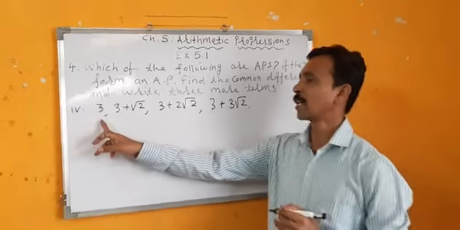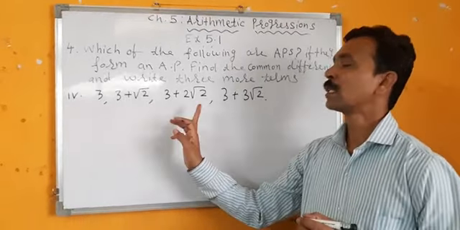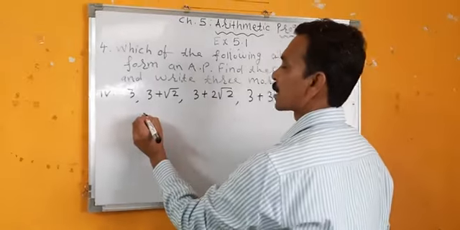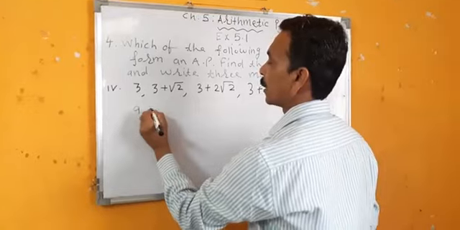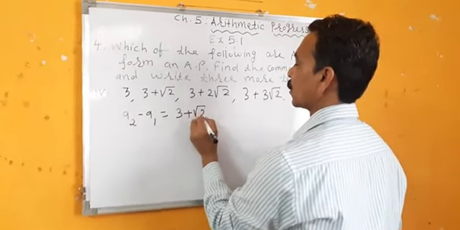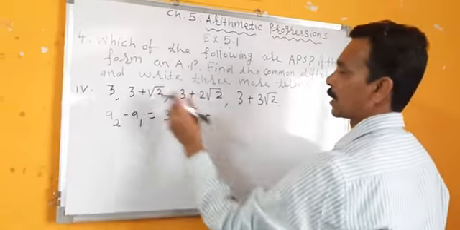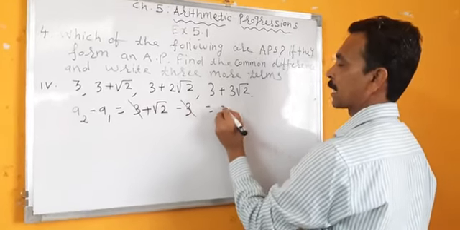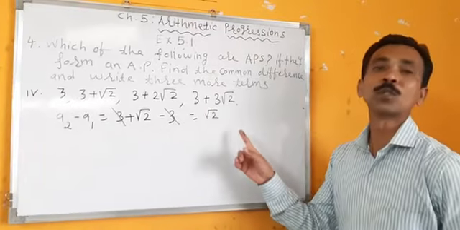The next sum is 3, 3 plus root 2, 3 plus 2 root 2, 3 plus 3 root 2. We'll find first a2 minus a1. What is a2? 3 plus root 2 minus, what is a1? 3. This 3 and 3 minus 3 gets cancelled. What is left? Root 2.